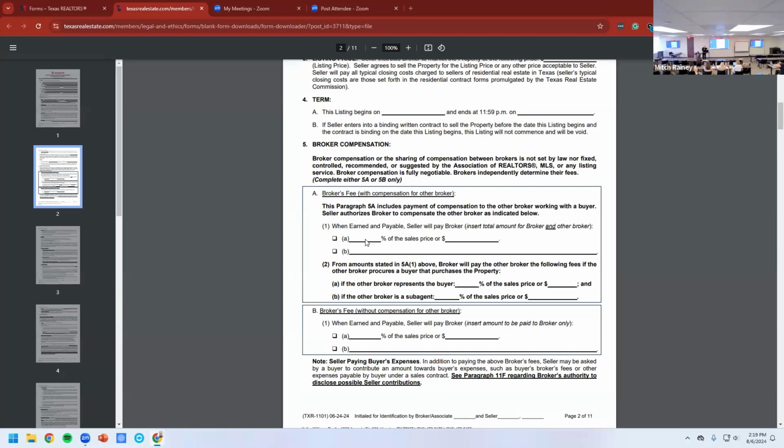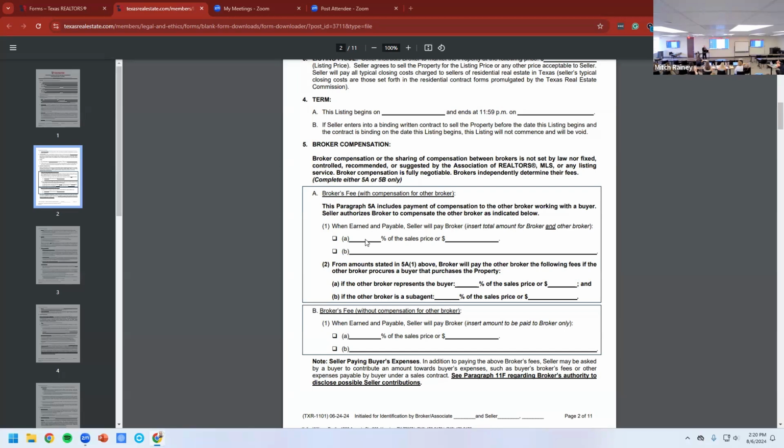B is when that seller is saying that they're not going to offer compensation to the buyer's agent. I will pay you, my listing agent, X% or a flat fee. What's important to remember about 5B is if it's intermediary. So if you put 3% or 2% on there, that's all the monies that the broker has to split between both agents. So if it's 2%, listing agent and buyer's agent are going to get 1% each, because that's all they said they would pay the broker.